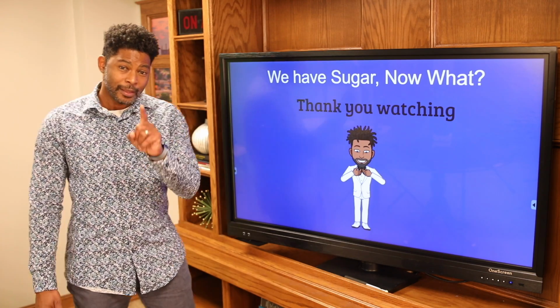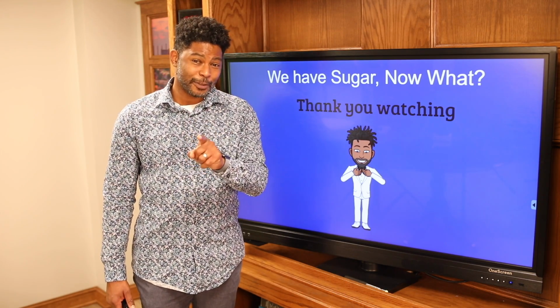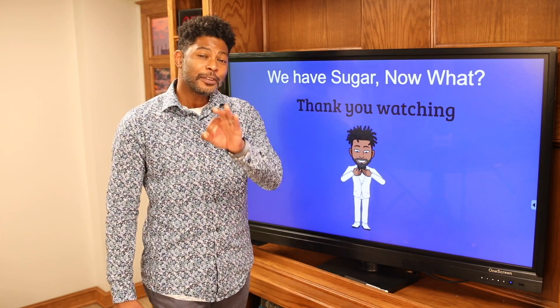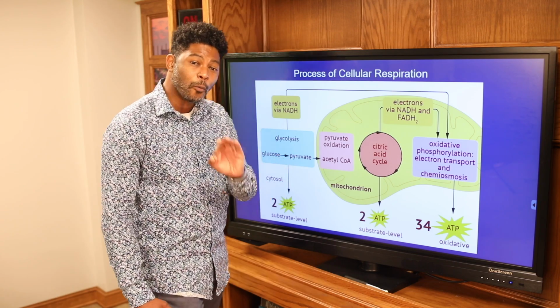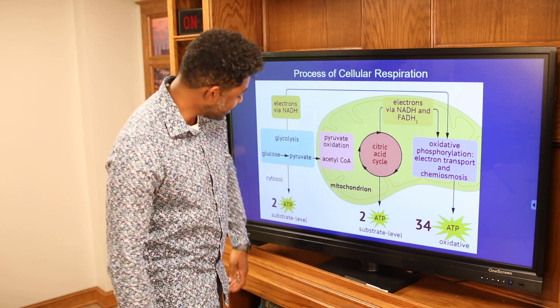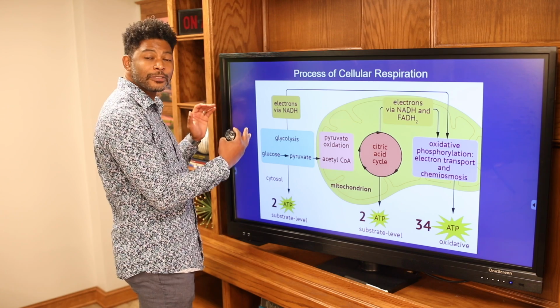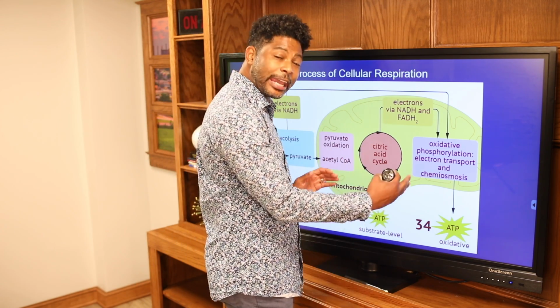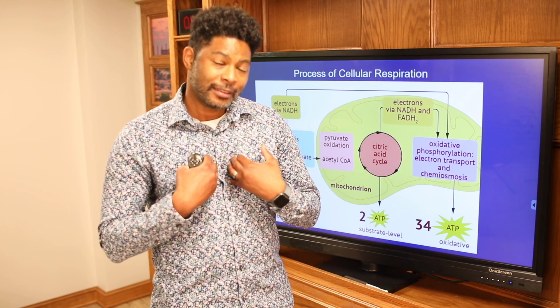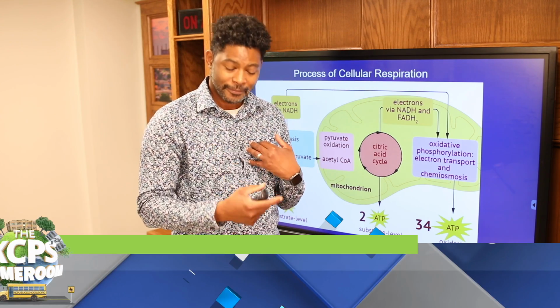So, here's my take-home message for you this week. Understand that when we go through this process of cellular respiration, what we're actually doing is taking all of those carbohydrates that we get from plants and we're using them to make energy so that we can continue to survive.